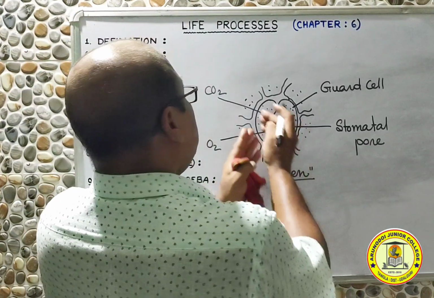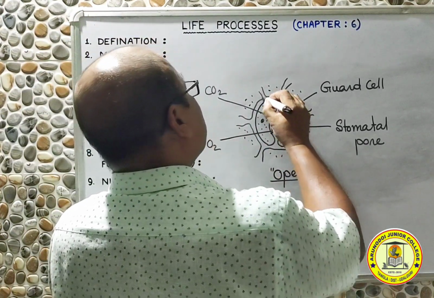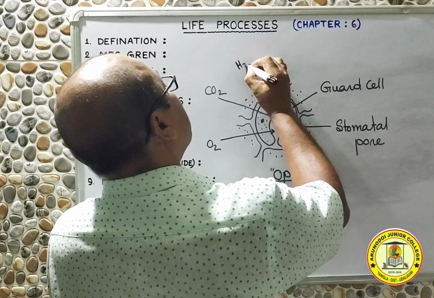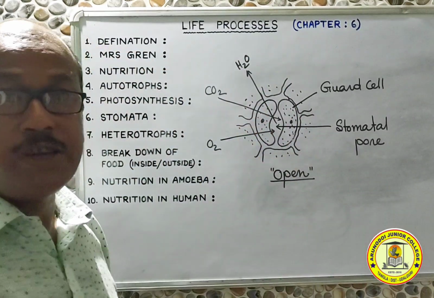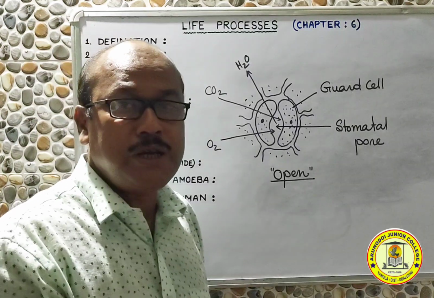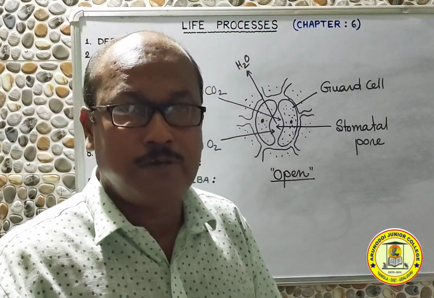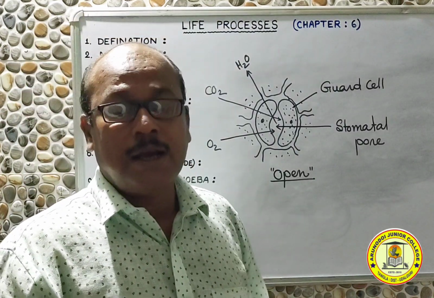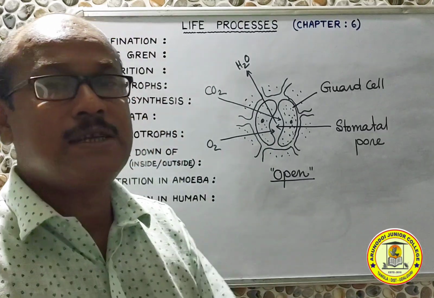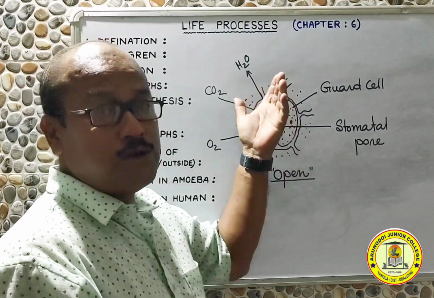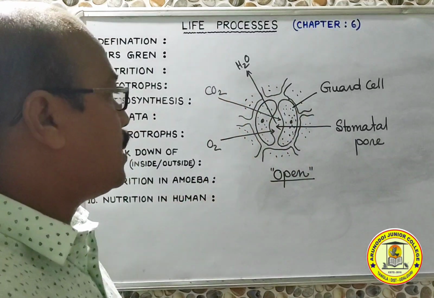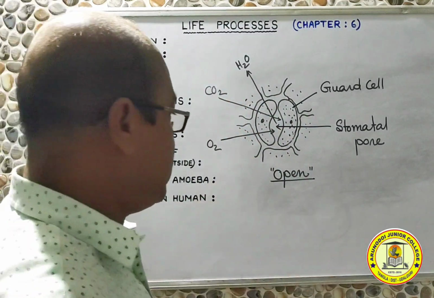Even through this open stomata, from inside of the plant, excess amount of water can go out during the transpiration process. That is, transpiration is the process by which plants get rid of excess amount of water in the form of water vapor. The excess amount of water is released through the stomata. So this is how a stomata will look when it is in open state.